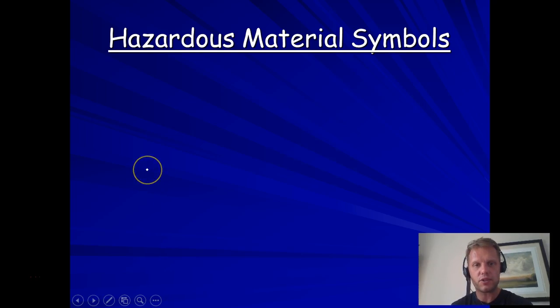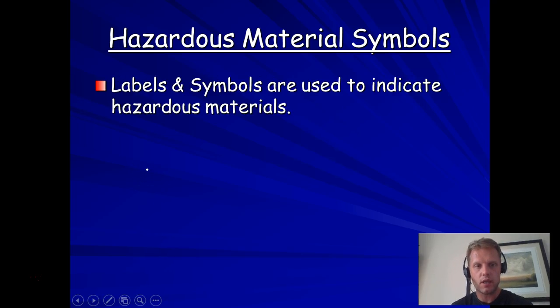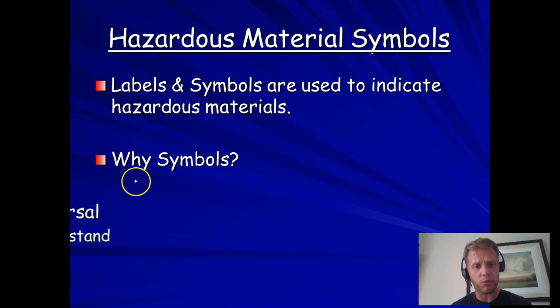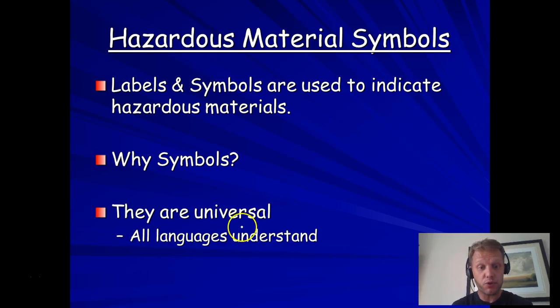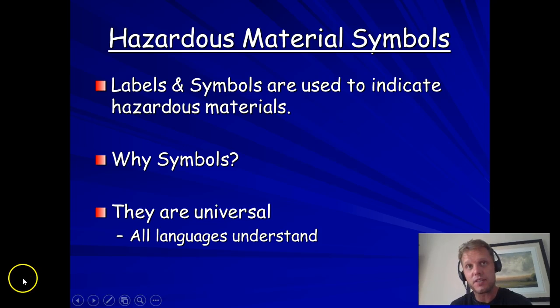So what are hazardous material symbols? What are these things? Well, they're labels or symbols that are used to indicate hazardous material. So why do we use symbols? Well, first of all, they're universal. All languages understand them, so if you don't know a language, you're still able to understand them. If we just had something that said poisonous on it, you might drink it or use it. So this is why we use symbols, because symbols are universal.